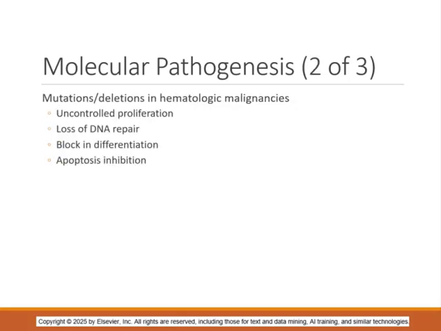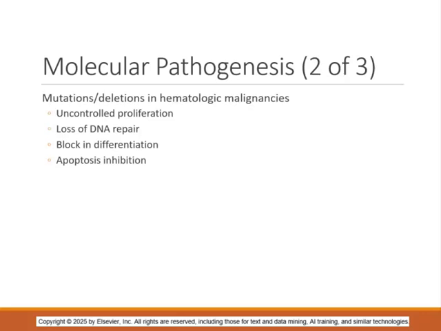So with molecular pathogenesis, like we just mentioned, there are mutations and deletions. With that causing the hematological malignancies, we will have uncontrolled proliferation of cells. Instead of replicating in a normal 24 hours or 48 hours, they can actually replicate in as little as 4 hours.